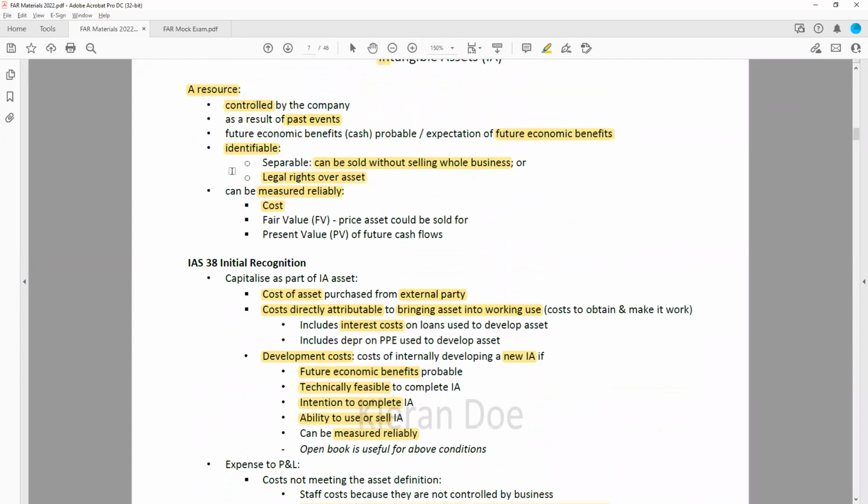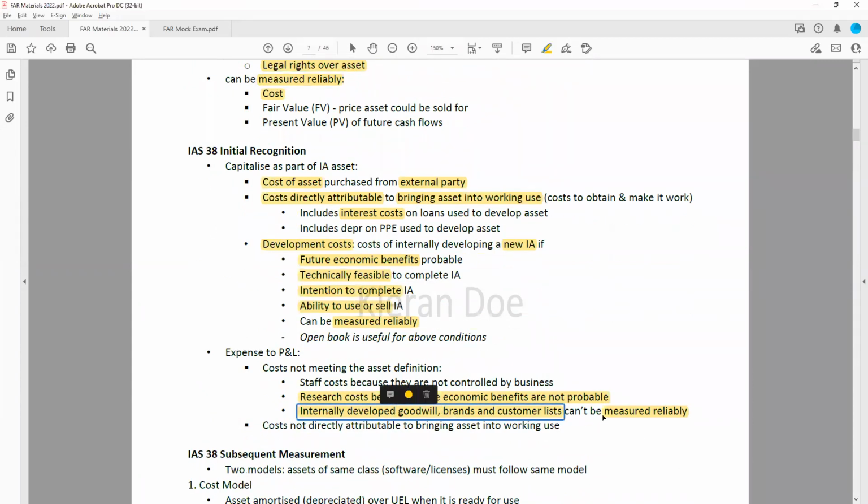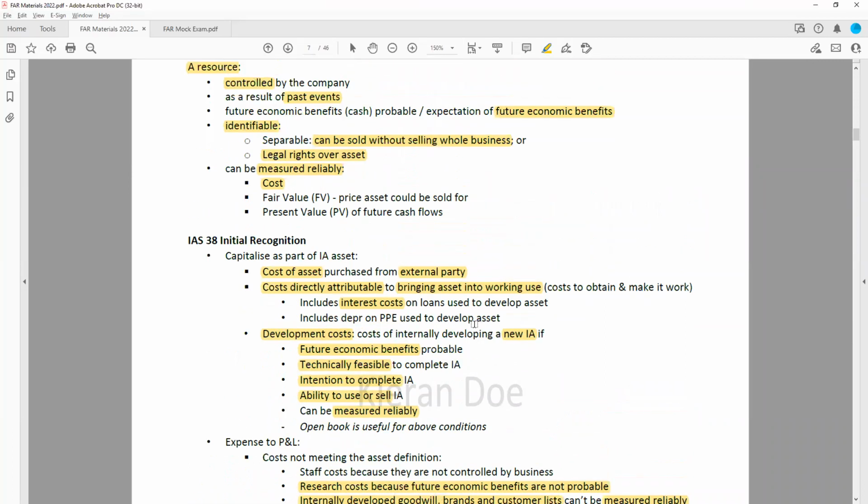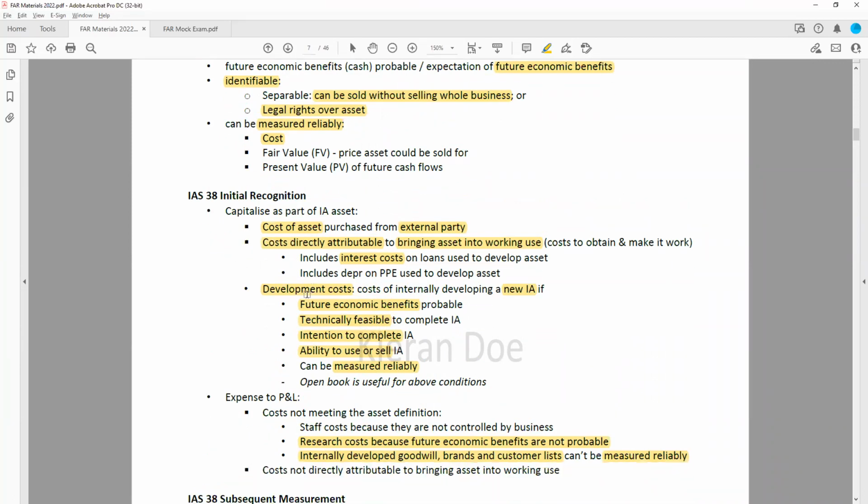So you can see initially there's a bit more complexity with intangible assets, because they can't all be measured reliably, such as internally generated goodwill, brands, and customer lists. Generally, internally generated intangible assets can't be recognized unless it's development costs, where there are going to be future economic benefits, they're going to complete the intangible asset, they're going to use it, they're going to sell it, and so on. So you need to meet all of those criteria. Things like developing software, systems, processes, and prototypes would all come under development costs.